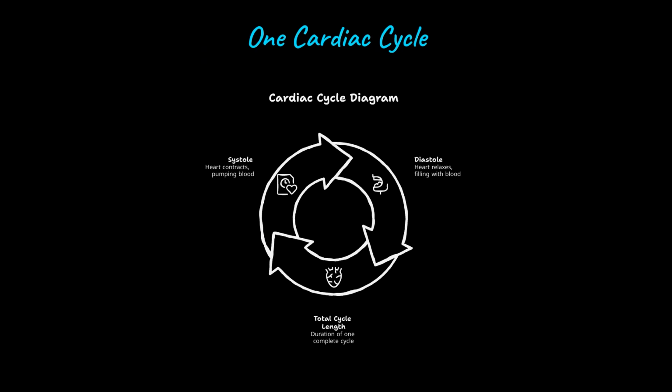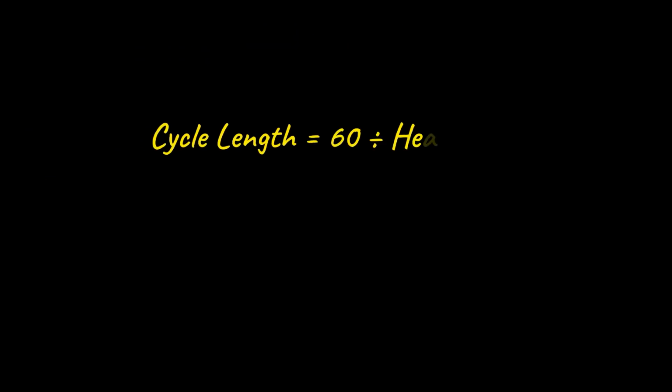That is your cycle length of 0.8 seconds, readable directly off the strip. The relationship is an inverse one. Cycle length in seconds equals 60 divided by heart rate. At 60 beats per minute, the cycle is 1 full second. At 75, the canonical resting rate, it is 0.8 seconds. At 100, it shortens to 0.6.